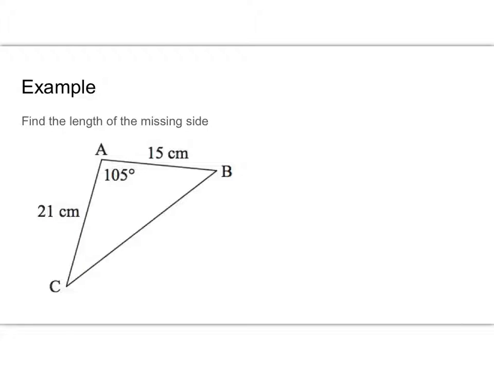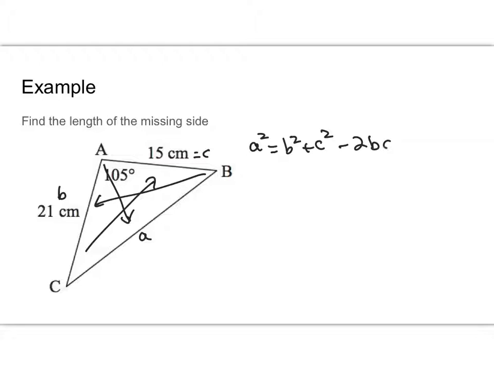Here's an example of how to use the law of cosines. Here I have triangle ABC, and I have two of the sides. I have side C, which is across from angle C, and I have side B, which is across from angle B, and I know the value of angle A, but I don't know the value of side A, and I'm asked to find the length of the missing side. So I'm going to use the form of the law of cosines that has angle A in it. So that's going to be a squared equals b squared plus c squared minus 2b times c times the cosine of A.